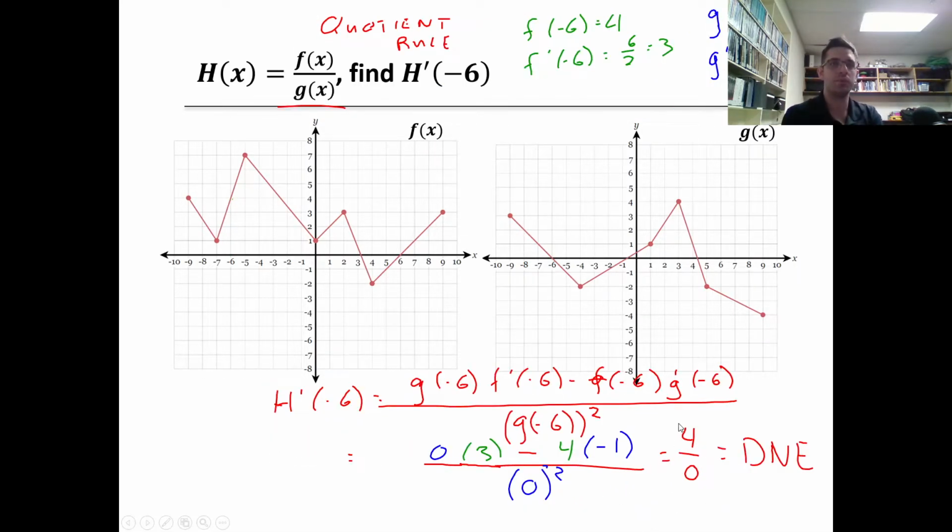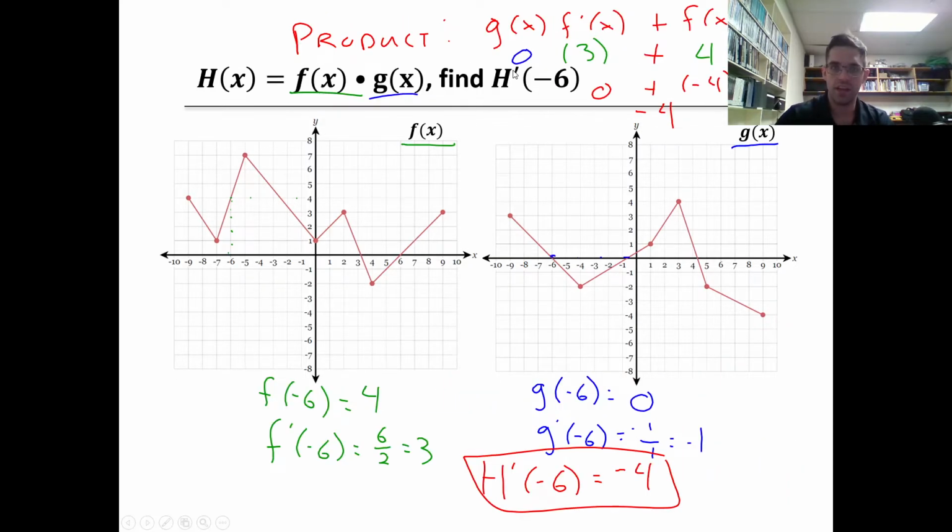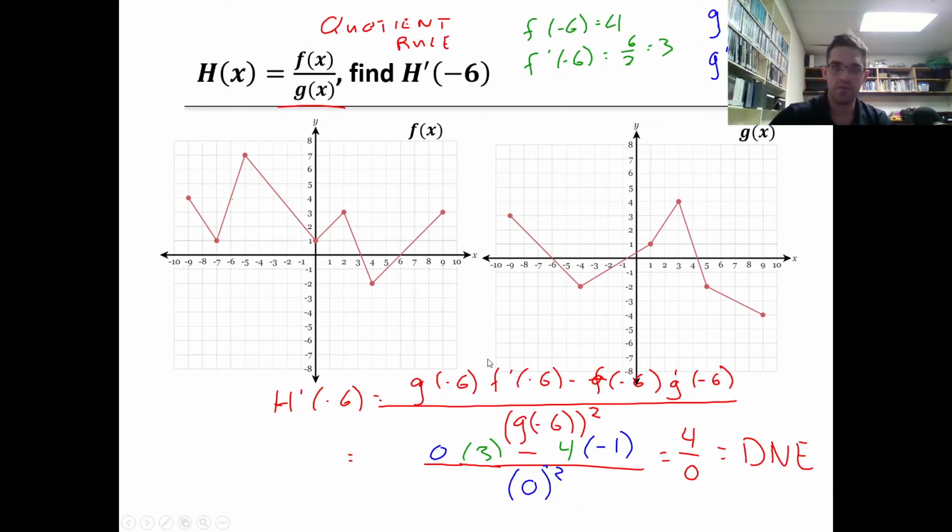All right, next example. h of x is a function defined as f of x divided by g of x. We're going to find h prime of negative 6 now. Well, this is the same graph as before, so we can reuse our numbers from the last example, and we're still finding negative 6. So f of negative 6 is still 4, f prime of negative 6 is still 3, g of negative 6 is still 0, and g prime of negative 6 is still negative 1.